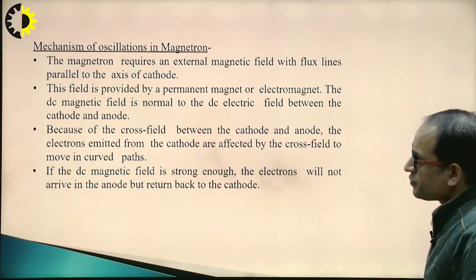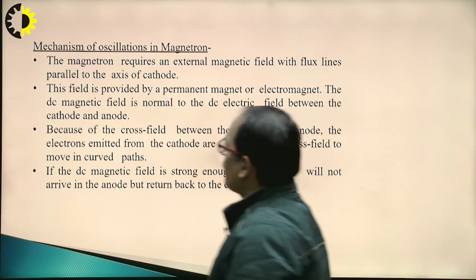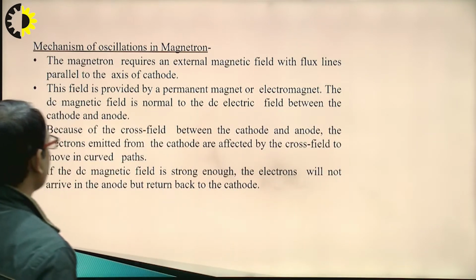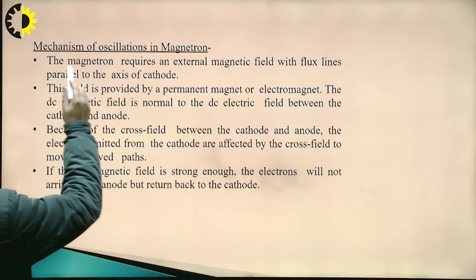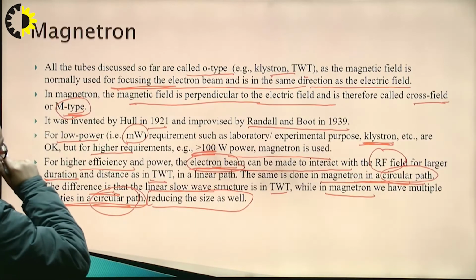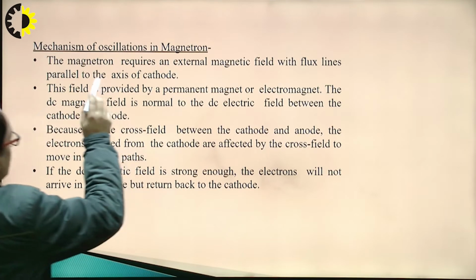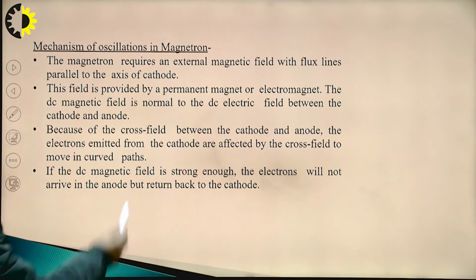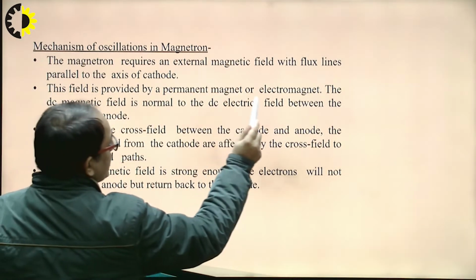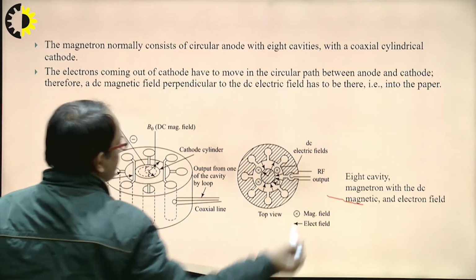Now see, what is the mechanism of oscillation? In the magnetron, an external magnetic field is required, with flux lines parallel to the axis of the cathode. This field is provided by a permanent magnet or an electromagnet.